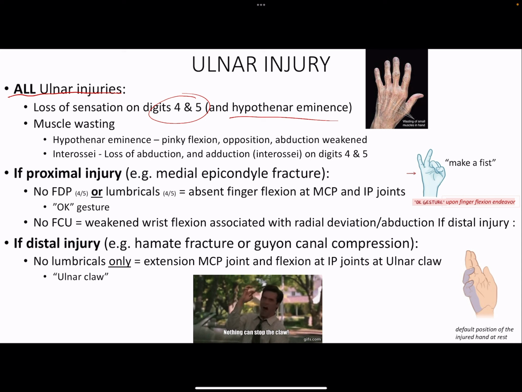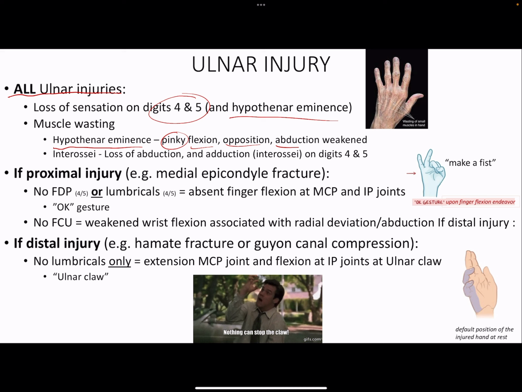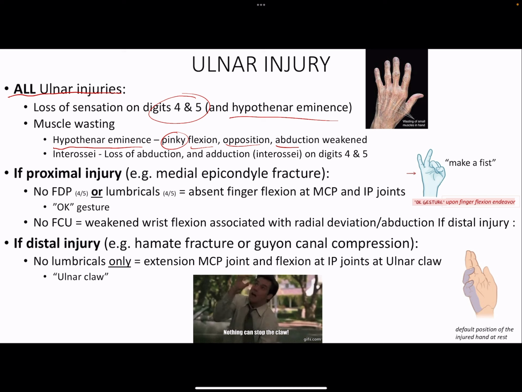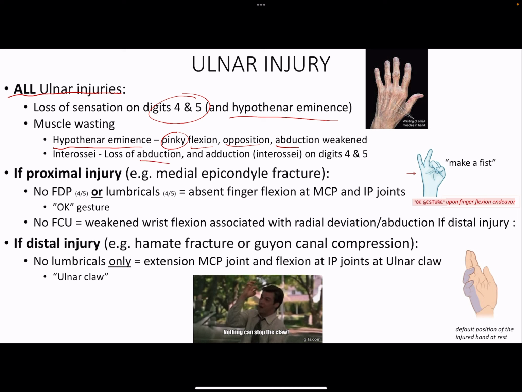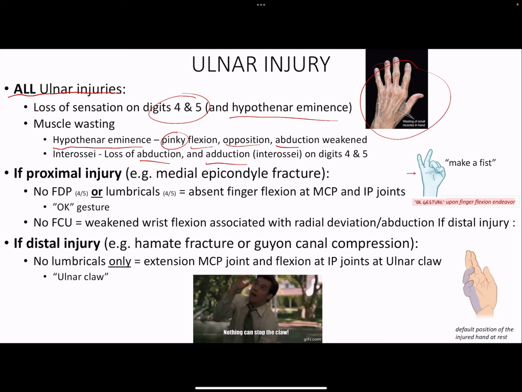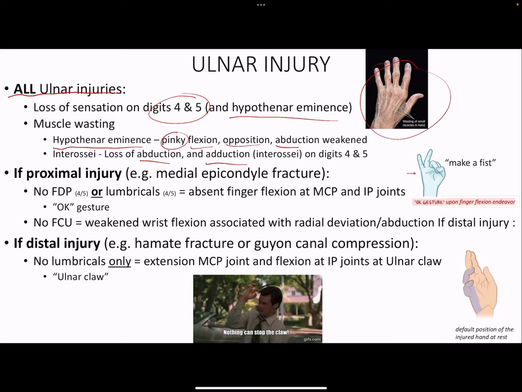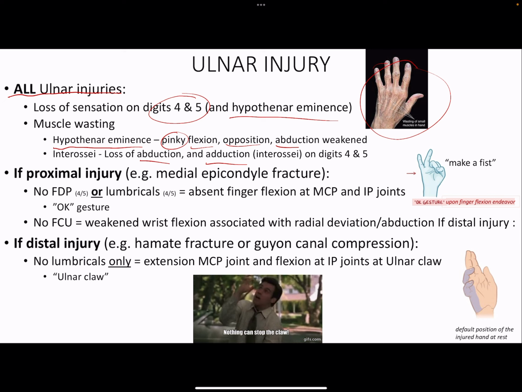Your hypothenar eminence will also basically waste away because the muscles aren't being used, because you need the ulnar nerve to innervate them. So that means your pinky is going to be bad: no flexion, no opposition, no abduction. Your interossei, remember, it's always weird, but the interossei are innervated by the ulnar nerve. That means you cannot abduct or adduct your fingers. This is very noticeable. They'll just say in the vignette that there is muscle wasting in the hand, and you go, boom, ulnar nerve damage.